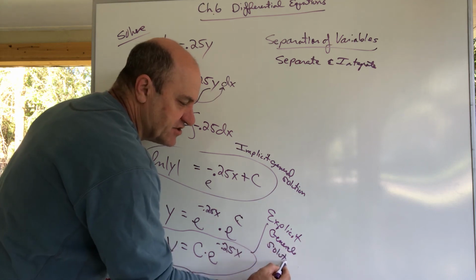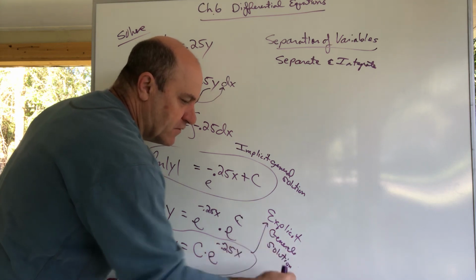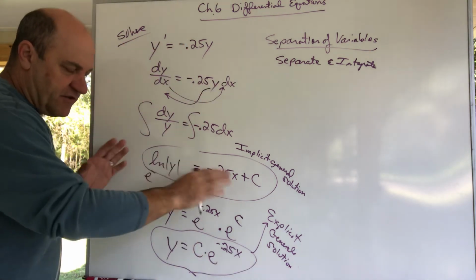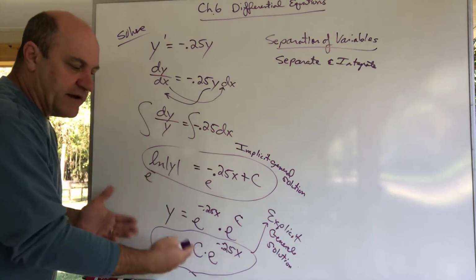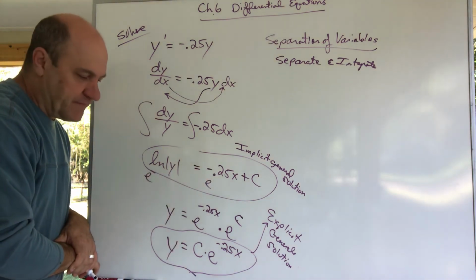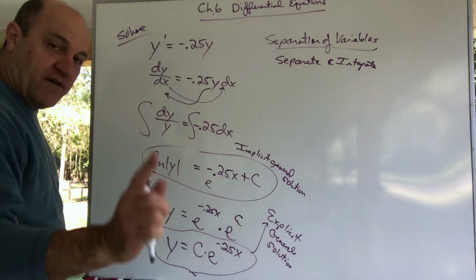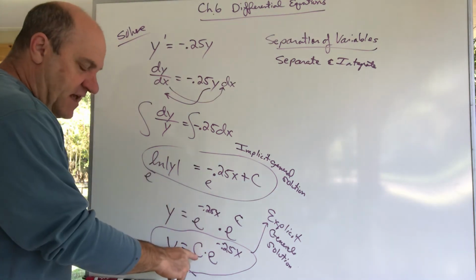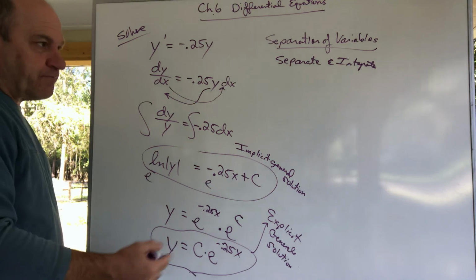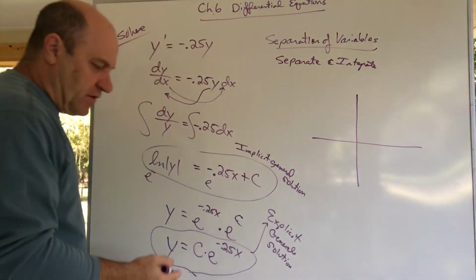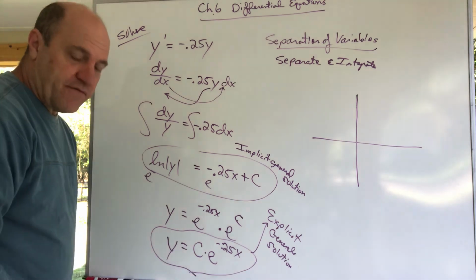An explicit general solution, which is usually what I'm after. Sometimes we want to leave it implicit, but if we can solve for y, we do. That's what I like to do. And that's classic. If I try to draw a picture of that, it's kind of funny to draw a picture because it's got this arbitrary c. And so the picture is not just one function, it's sort of what we would call a family of functions.